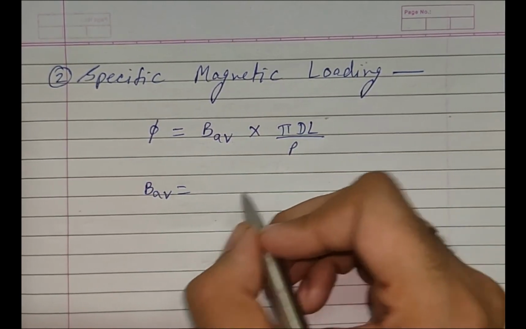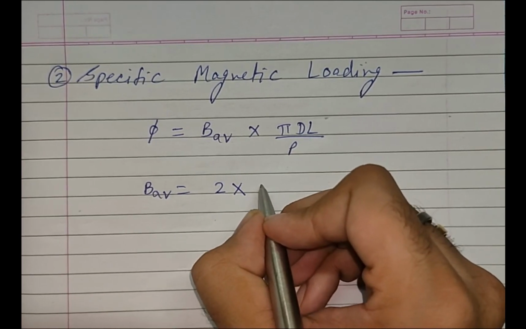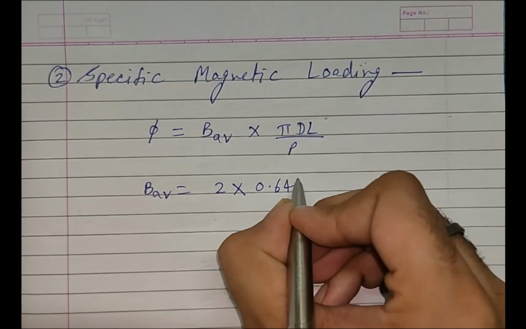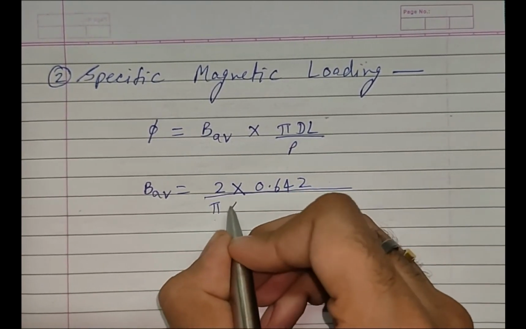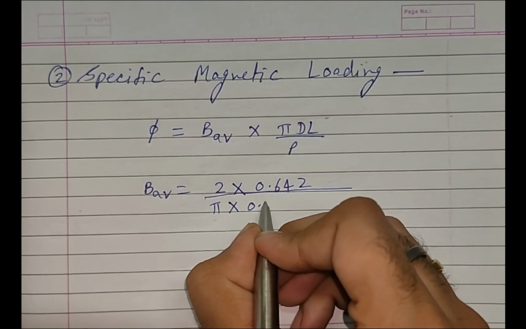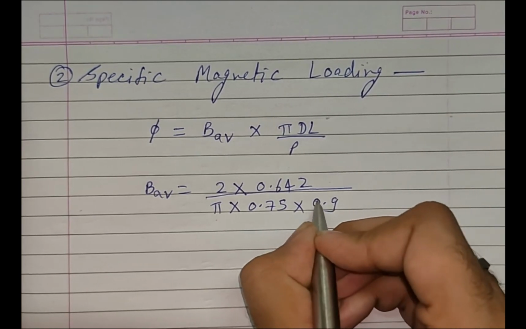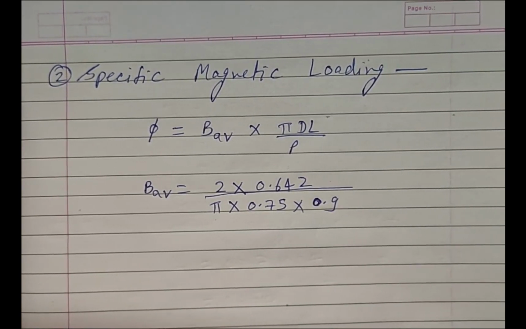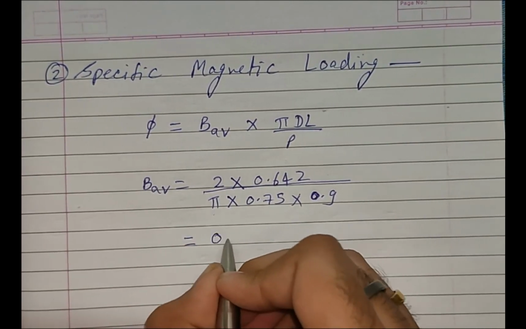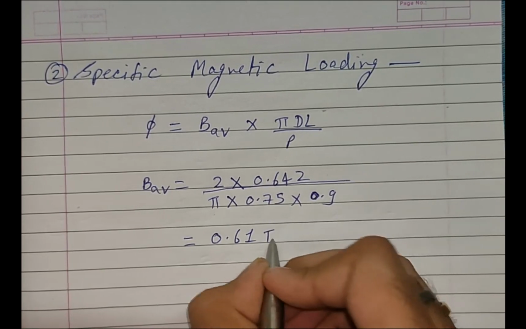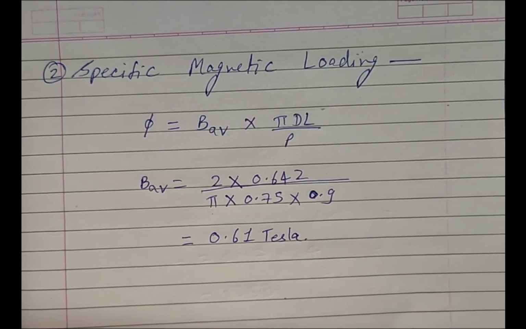So BAV would be equal to 2, which is the number of poles, multiplied by phi, which is 0.642, divided by pi multiplied by the value of d, which is 0.75 meters, multiplied by the value of L, which is 0.9 meters. On calculating this, I get the value of my specific magnetic loading as 0.61 Tesla, or you can also write it as Webers per meter square.